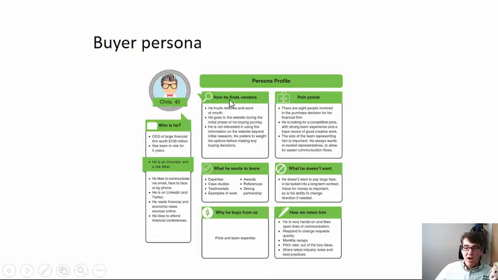Another thing you can ask is how does your person find vendors? Does he mostly go by word of mouth? Does he research them himself? What are different ways he finds the vendors? How does he use social media to find the vendors, or not use social media to find the vendors that he uses? Pain points. What are some of the things that really just rub the person wrong?